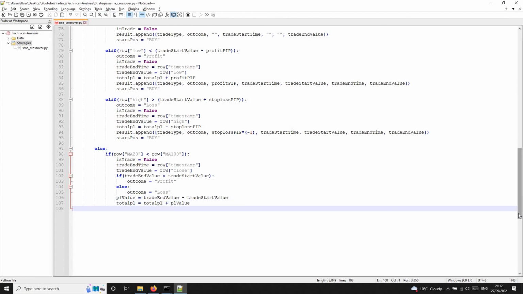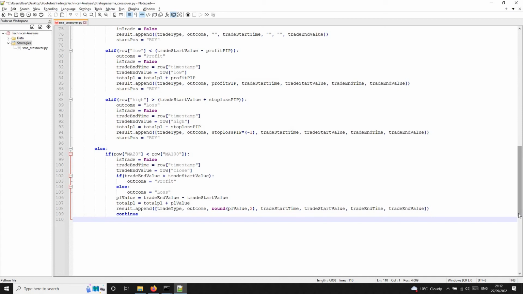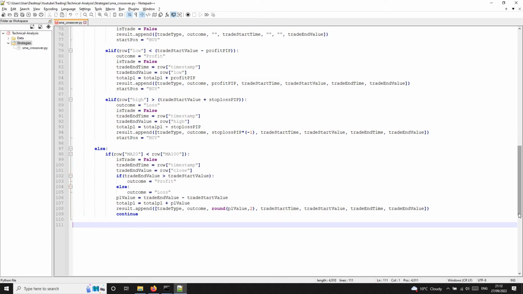Again, we're going to capture the total profit and loss and append all the values into our result, and later on we will show these. Okay, and then I'm going to continue with the for loop, because there might be a next trade, you know, when the next trade opportunity comes in.